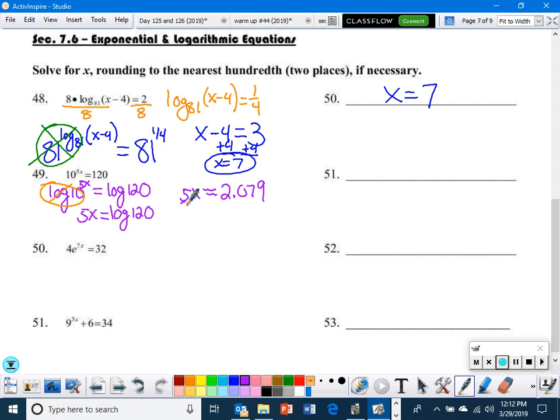And now I can divide by 5. So x is approximately 0.42. Again, it takes a lot of practice. This is very new to all of you. All right, number 50.